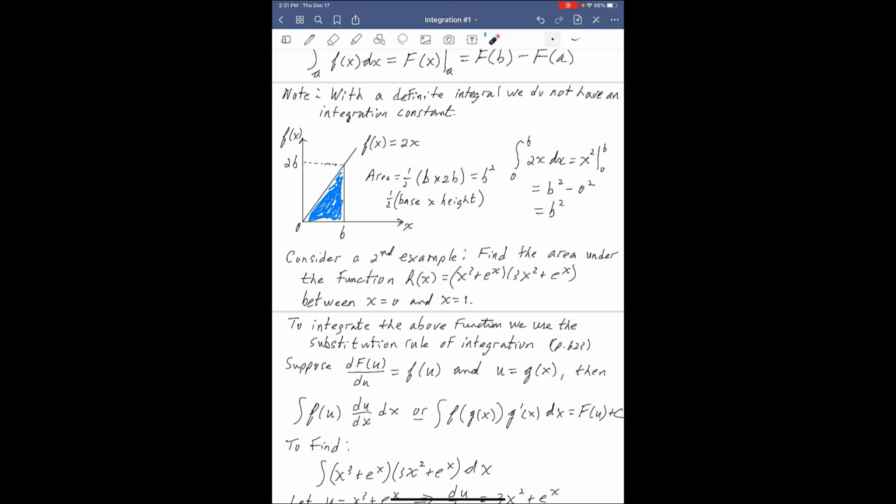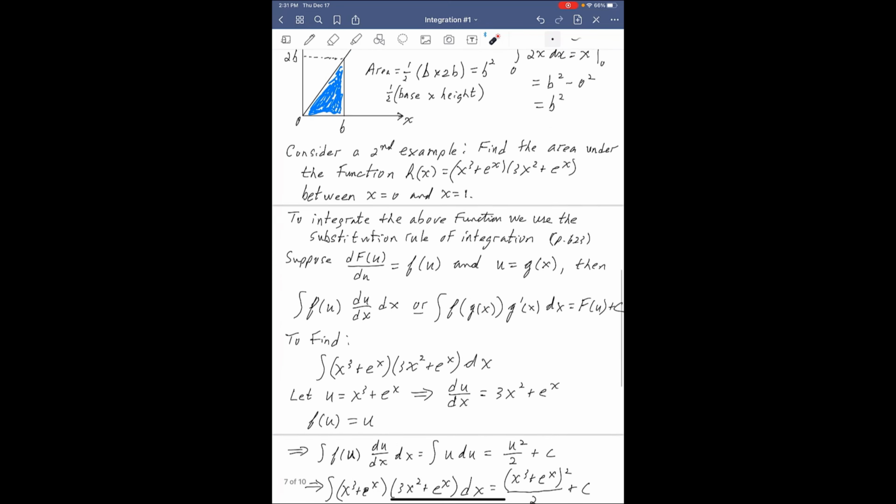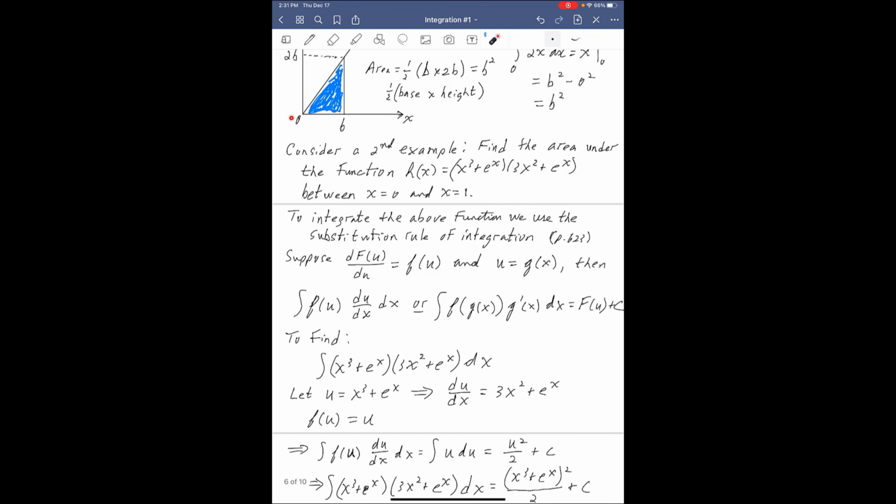In this case, what we want to do is integrate between x equals 0 and x equals 1, which was b equal to 1, but our function is going to be different than simply 2x. So to integrate the above function, we use what's called the substitution rule of integration, and we'll come back to that on page 623.